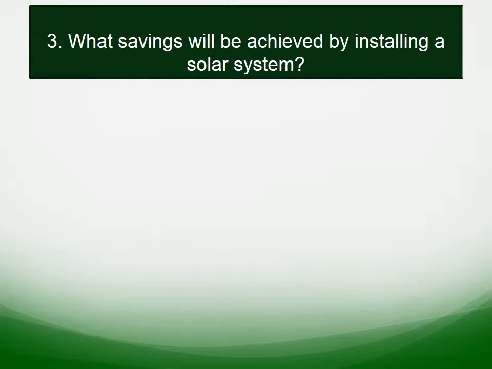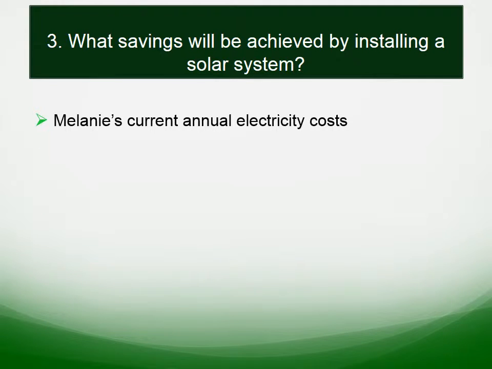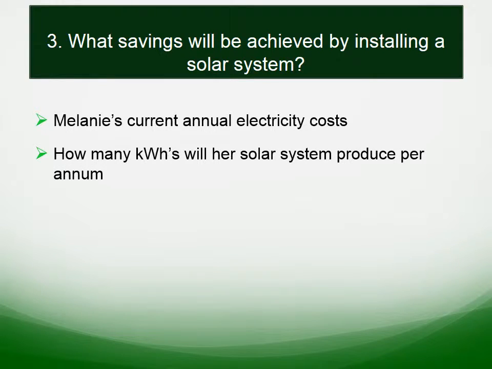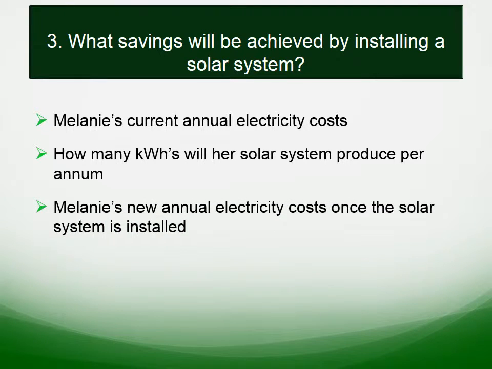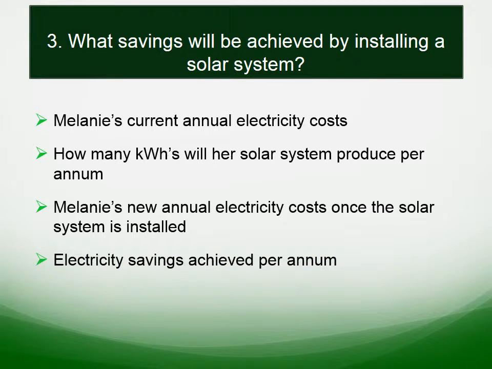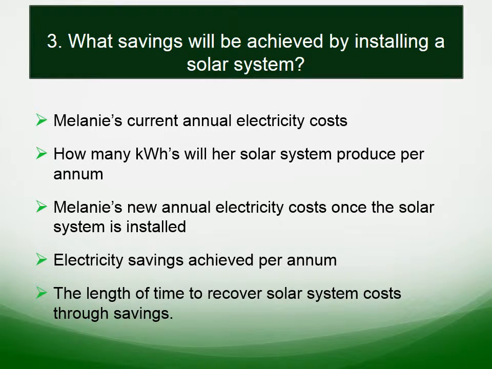Okay, the last part of our problem to be solved is, what savings will Melanie achieve by installing a solar system? But to answer this question, we need to break this down even further. We need to work out Melanie's current annual electricity costs. How many kilowatt hours will her solar system produce per annum? And then based on that, we'll be able to work out Melanie's new annual electricity costs once the solar system is installed. Then we'll be able to work out electricity savings achieved per annum. And finally, the length of time it will take Melanie to recover solar system costs through savings.